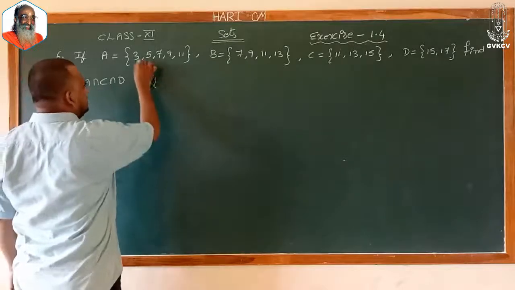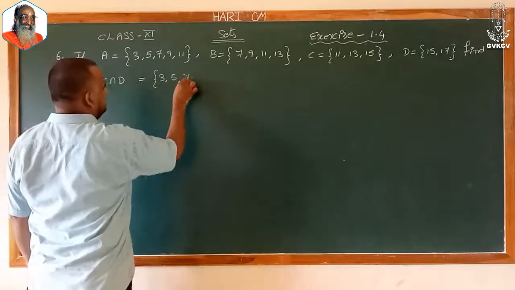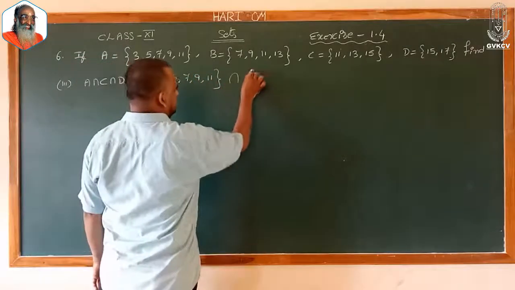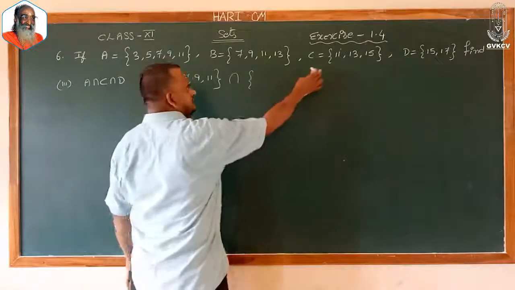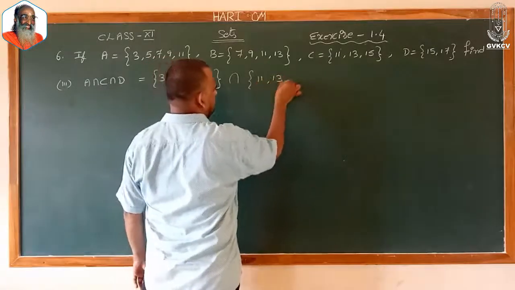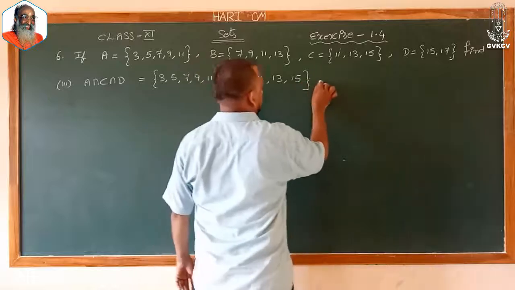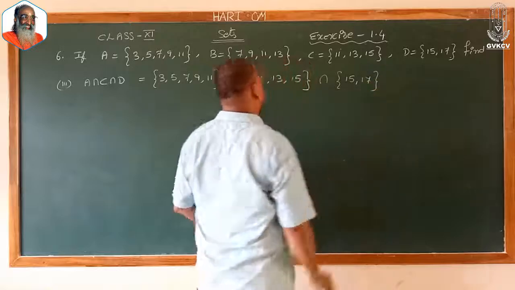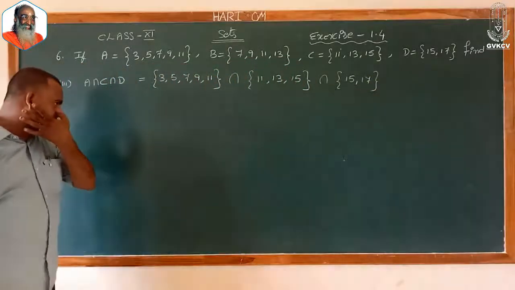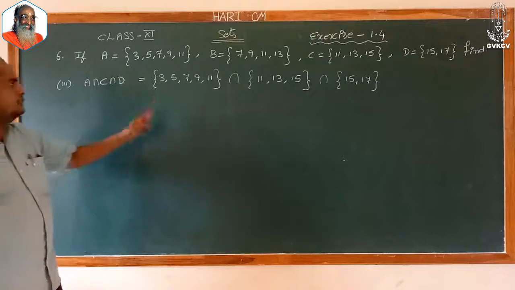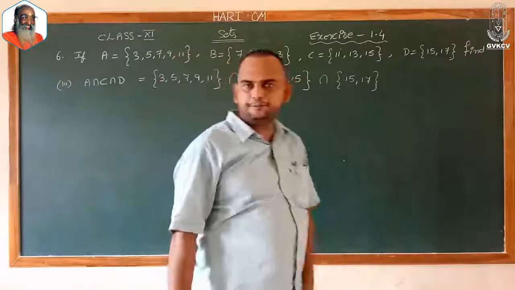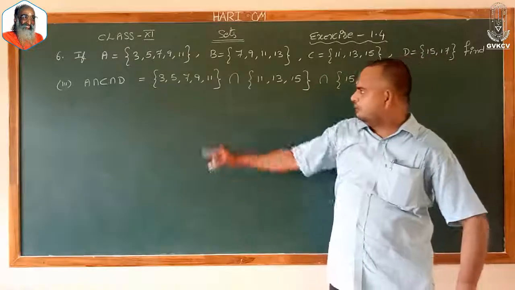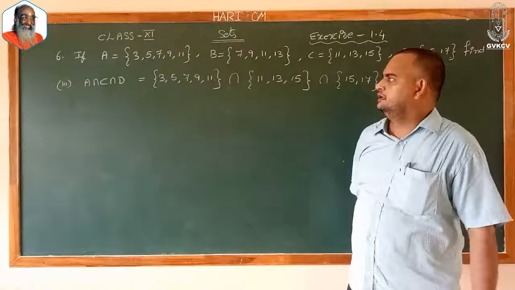What is set A? I have 3, 5, 7, 9, 11. Intersection, set C. What is set C? I have 11, 13, 15. Intersection, set D. What is set D? We have 15 and 17. Now observe: is there any common element among all these 3 sets?